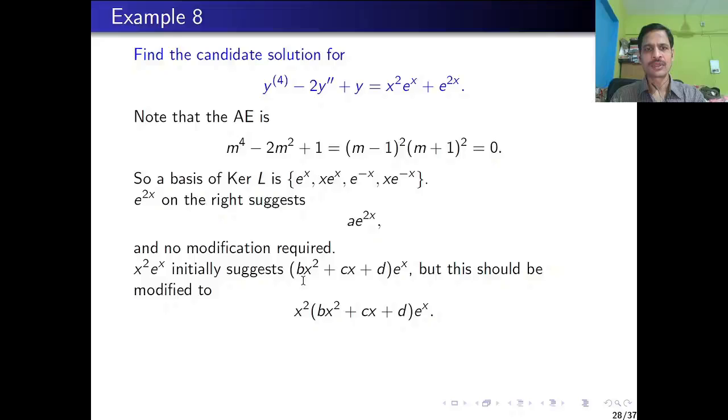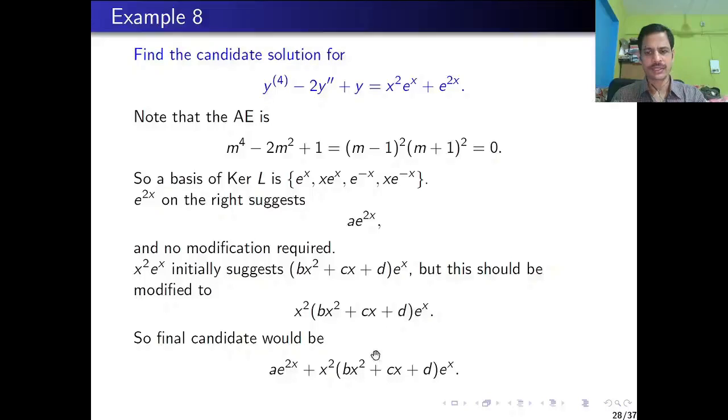So the candidate for particular solution corresponding to R1(x) is x squared times (bx squared plus cx plus d) e raised to x. So the final candidate for the particular solution is the sum of this and this, that is a e raised to 2x plus x squared into (bx squared plus cx plus d) e raised to x.